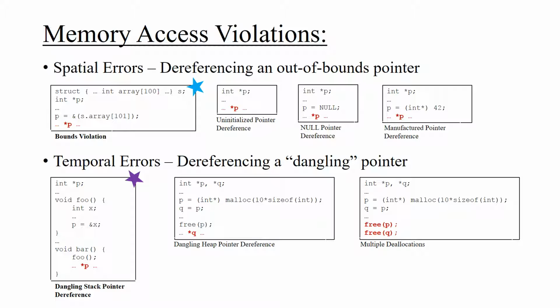For the dangling stack pointer temporal error, a global pointer p is created, and within the function foo, the pointer is set to the address of the local variable x. When foo returns, all local variables are destroyed, causing p to become a dangling pointer.